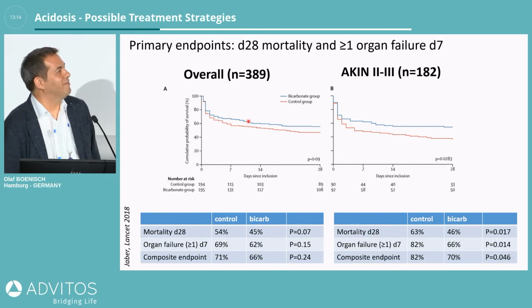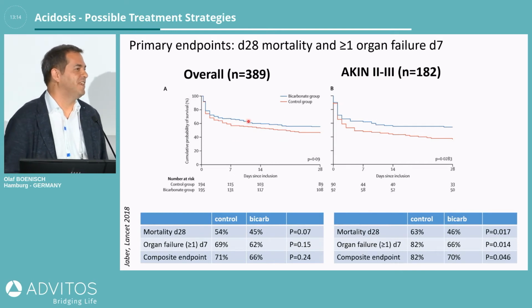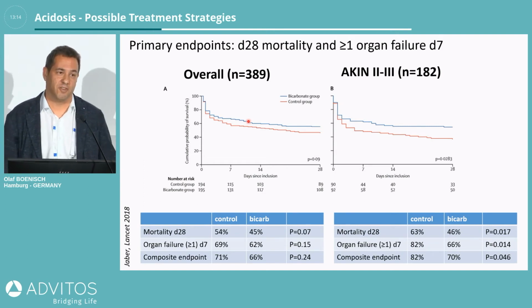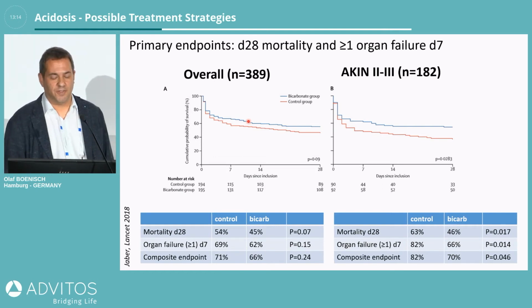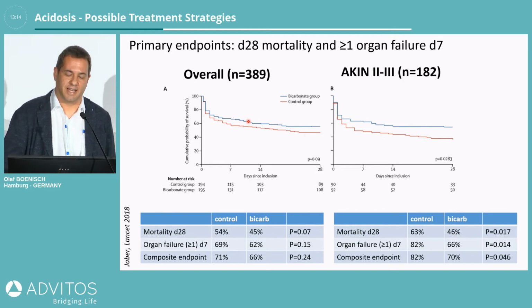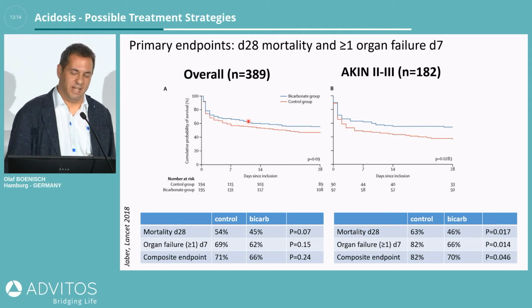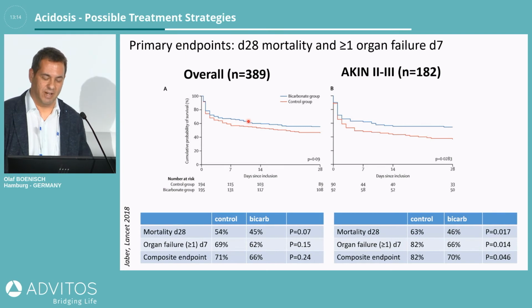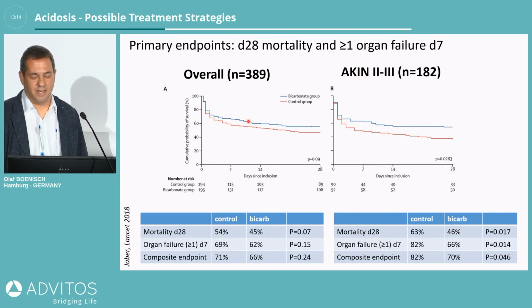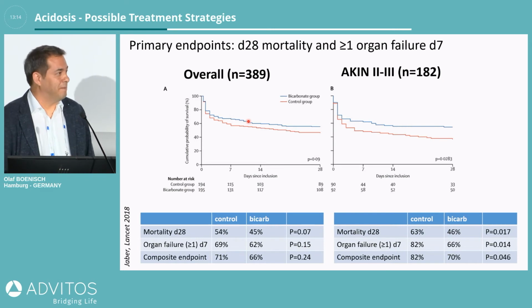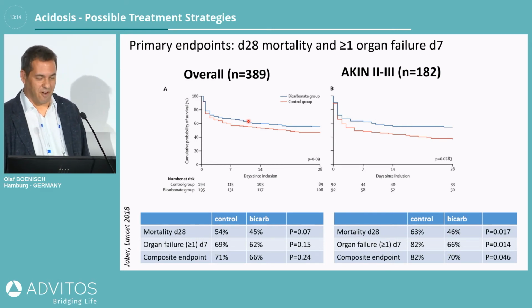Yeah, so here you have the overall mortality, and you see that this was not significant between the bicarbonate and the control group, although there was a certain trend. But what was obvious is that in the group of patients with an acute kidney injury, stage 2 or 3, second or third degree, this was a predefined subgroup that was already in the preparation of the study. It was a predefined subgroup, and they stratified for that. There you had a better survival with bicarbonate therapy.